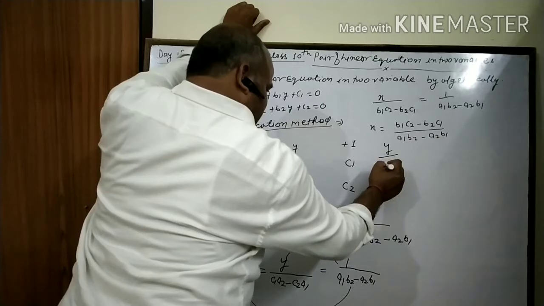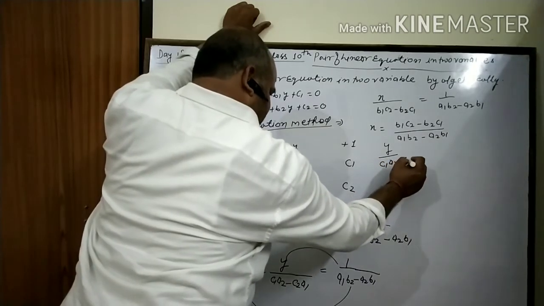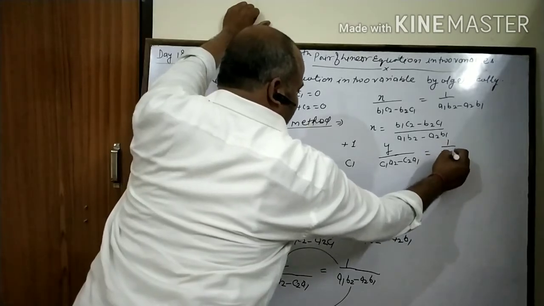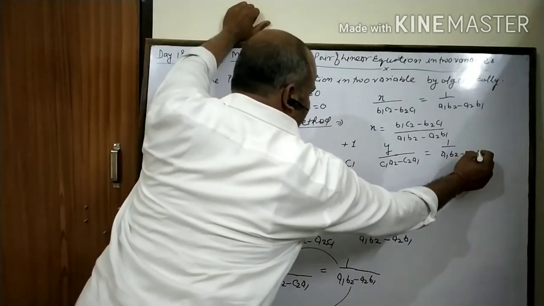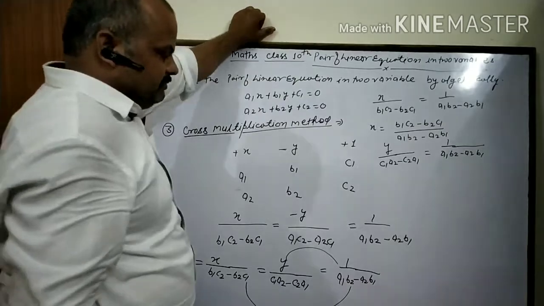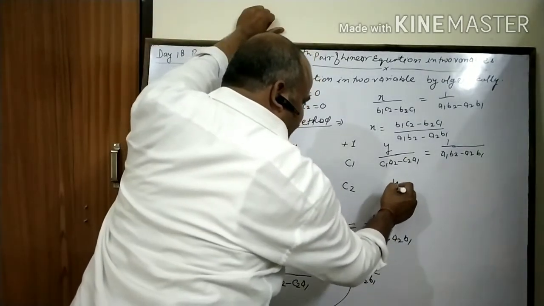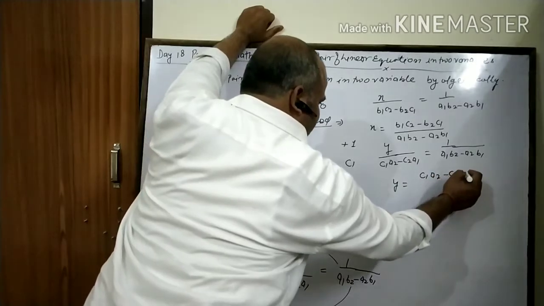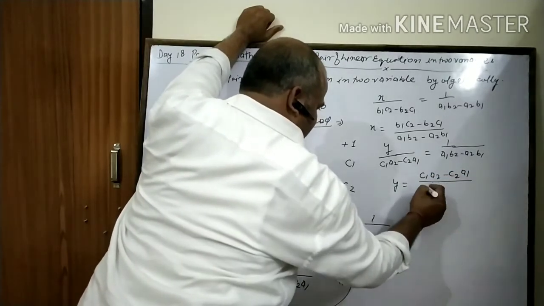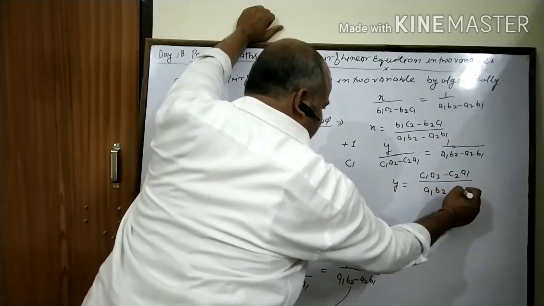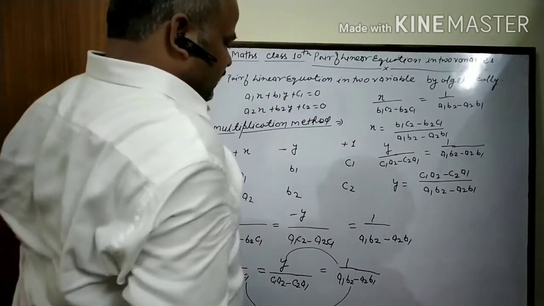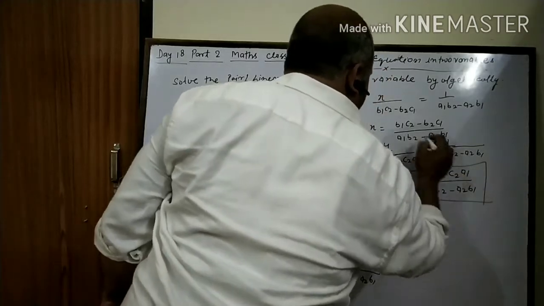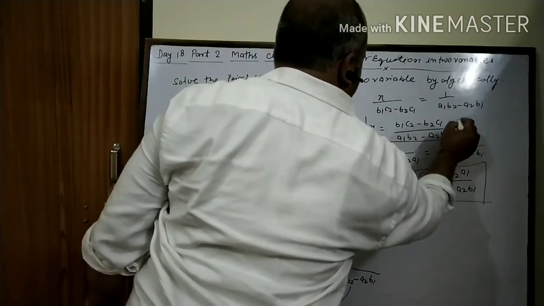Then you compare this: y upon c1 a2 minus c2 a1 is equal to 1 upon a1 b2 minus a2 b1. Then by cross multiplication, y is equal to c1 a2 minus c2 a1 upon a1 b2 minus a2 b1, clear? Then with the help of this you can find the value of x and y, clear?